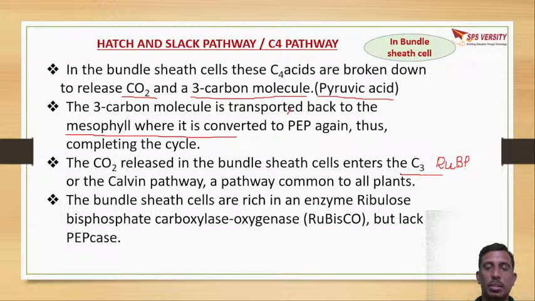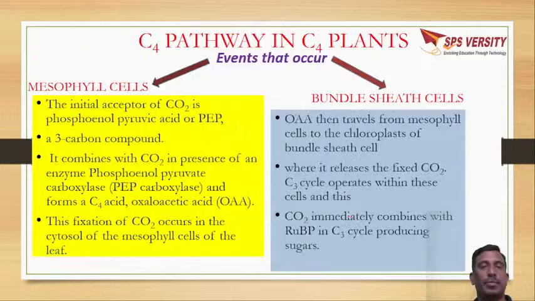Bundle sheath cells में Rubisco रहता, but इसमें PEP carboxylase नहीं रहता, इसमें सिर्फ Rubisco रहता. Mesophyll cells में quite opposite, उसमें PEP carboxylase रहता, Rubisco नहीं रहता. So this pyruvic acid again is transported to mesophyll cell. Mesophyll cell में जाने के बाद it undergoes phosphorylation, and again it will form PEP.